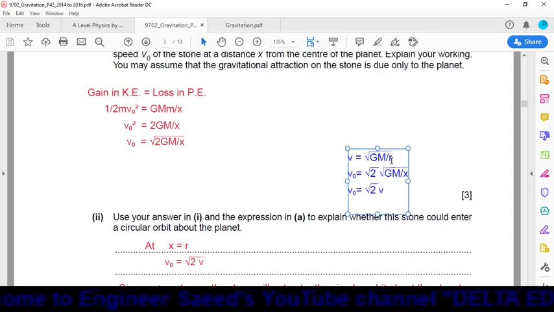If the distance r is represented by x, if we say r equal to x, then velocity for the first stone is equal to under root GM over x. It means this under root GM over x is the velocity of the first stone. So the velocity of the second stone is equal to under root 2 times the velocity of the first stone. So the velocity of the second stone is more than the velocity of the first stone, so the second stone will not enter a circular orbit about the planet.